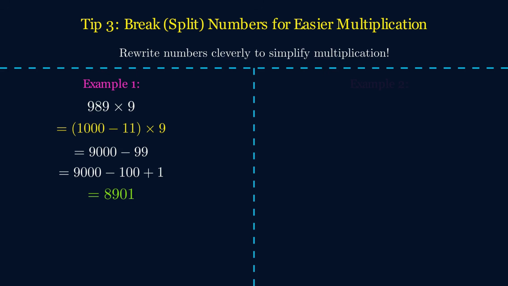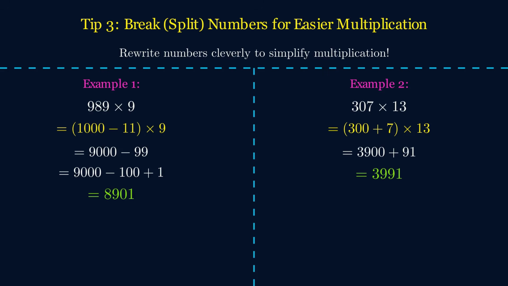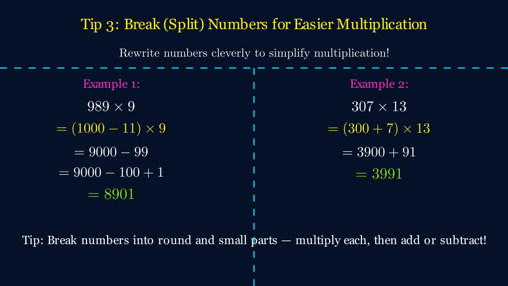Now for the second example, 307 times 13. Let's split 307 into 300 plus 7. Then multiply each part by 13. 300 times 13 equals 3,900, and 7 times 13 equals 91. Add them together, 3,900 plus 91 equals 3,991. So 307 times 13 equals 3,991.